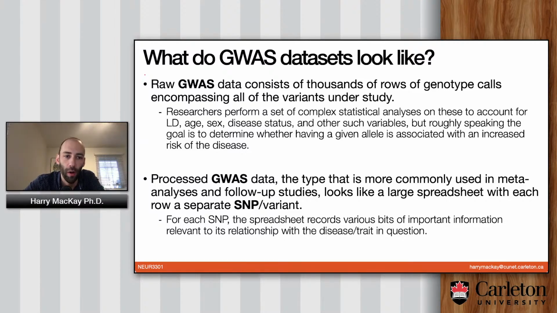Raw GWAS data consists of thousands and thousands of rows of genotype calls, maybe millions potentially, depending on how many SNPs you're actually genotyping. Every row is a SNP, and every column essentially would be the genotype call on that variant for a certain person. Researchers will take this raw data and do a whole bunch of statistical analyses to account for linkage disequilibrium, age, sex, disease status, whatever other variables they wish to control for.